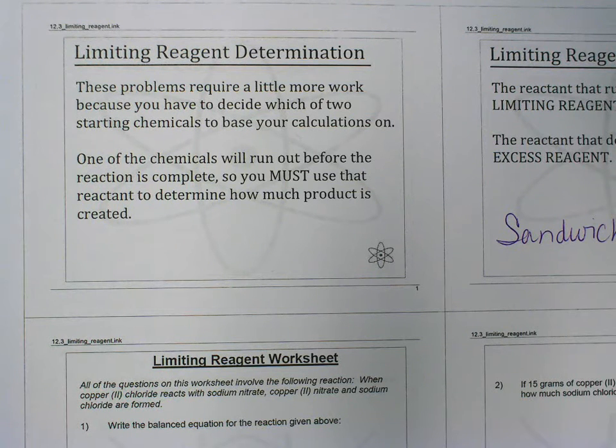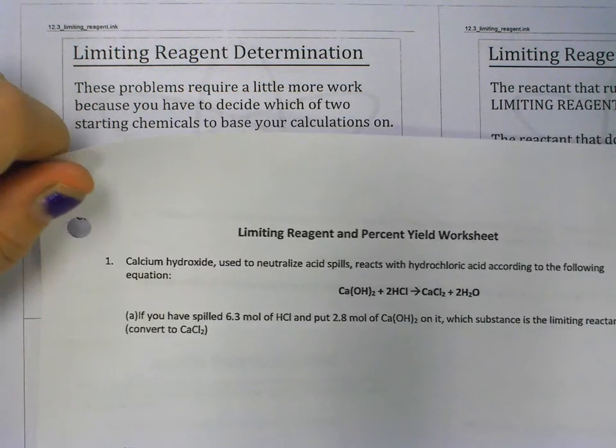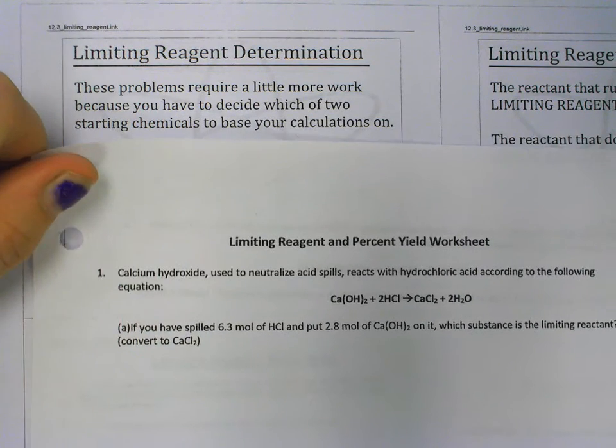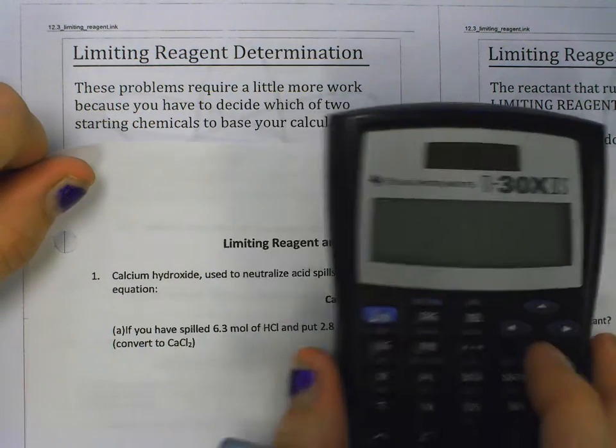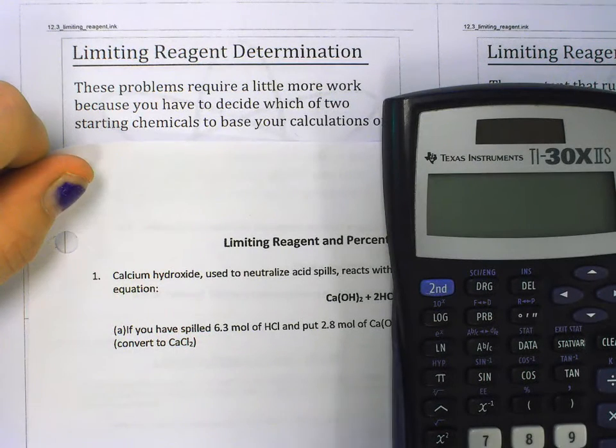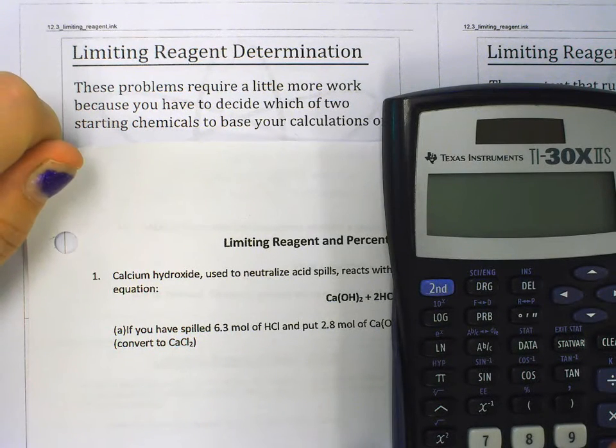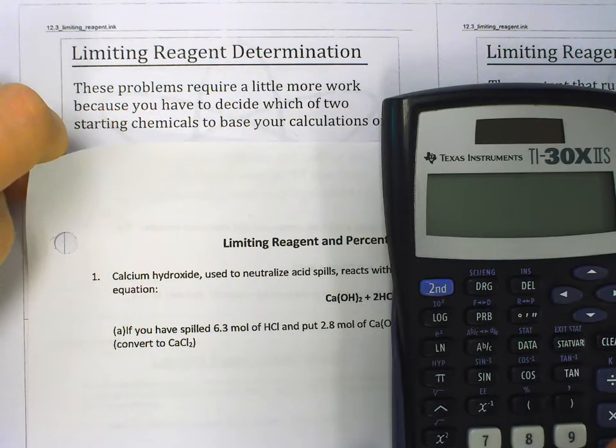Today our topic is limiting reagents. I know it's been a while, so just make sure that you have your notes set. We're going to be doing the last page of that packet that you have. You also need the limiting reagent and percent yield worksheet that I gave you in class, and you will also need your calculator. You can have your periodic table out as well for the molar mass calculations.